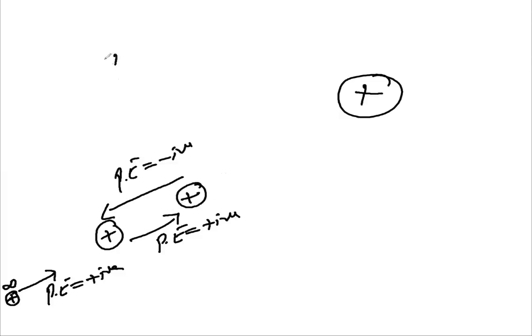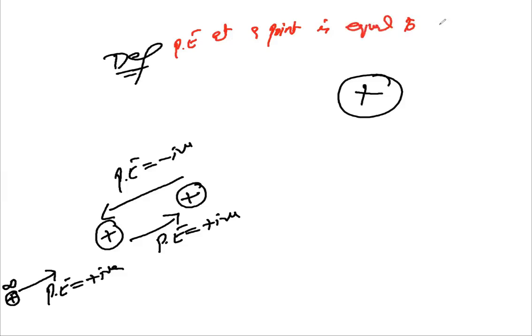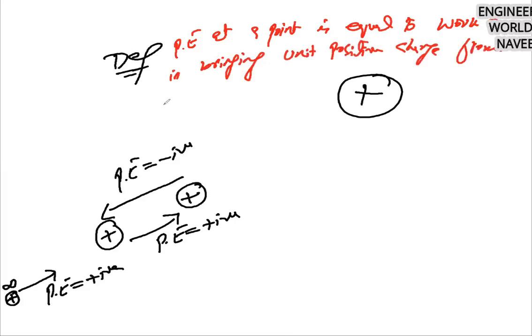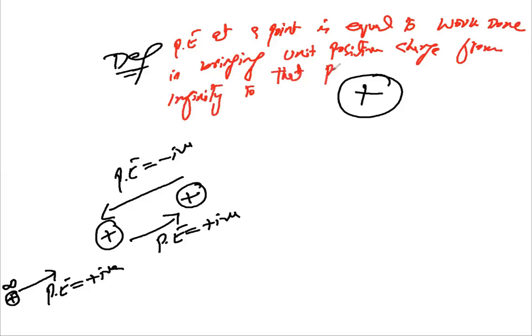So if you want to define the potential energy, you can write it like this: electric potential at a point is equal to the work done in bringing a unit positive charge from infinity to that point.